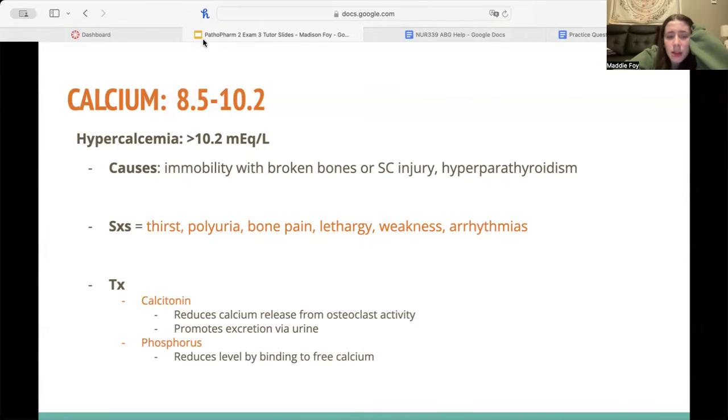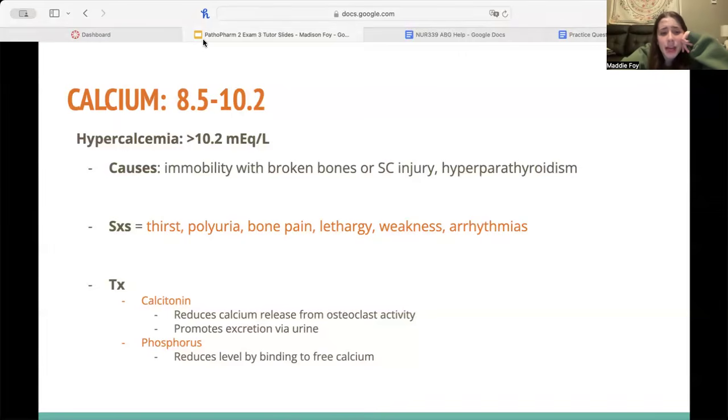Symptoms here are going to be thirst, polyuria, bone pain, lethargy, weakness, and arrhythmias. So not as much with calcium, but you still are going to see those arrhythmias and ECG changes, like you would with potassium imbalances. I think your professors also have some, I want to say mnemonics on their slideshows to help remember these signs and symptoms. So if those help you more, by all means, definitely use those.